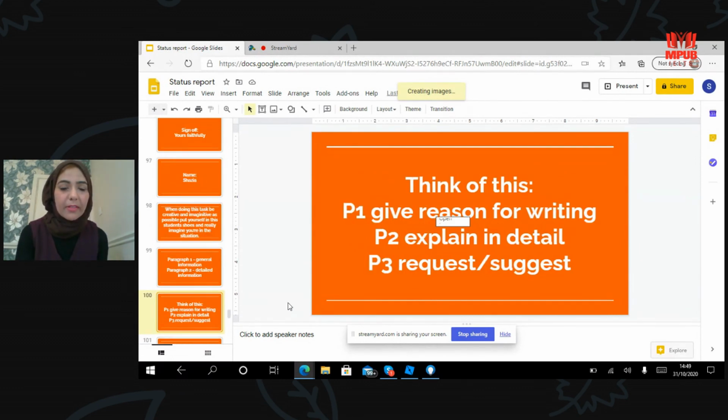So think of this. Paragraph 1, you give the reason for writing. Paragraph 2, you explain in detail. Paragraph 3, you're requesting or suggesting.